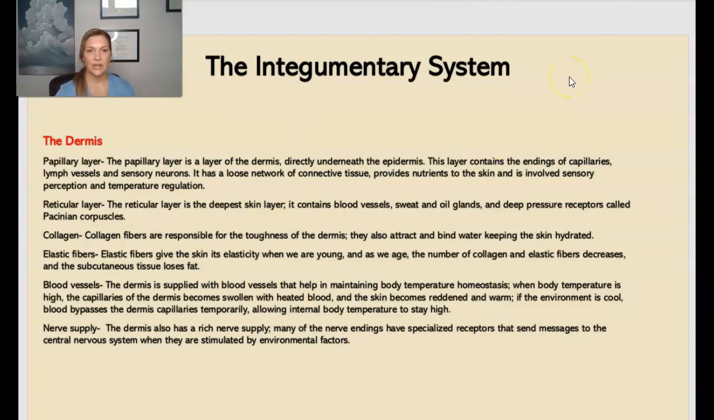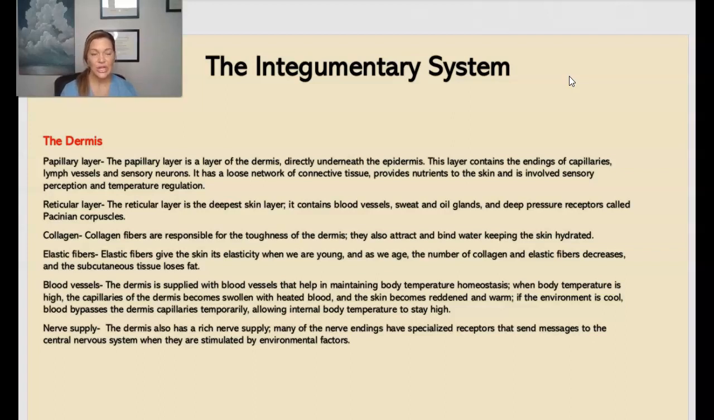So let's start talking a little bit about the dermis. So the dermis includes a papillary layer, and this is the layer that's directly underneath the epidermis. So this layer contains endings of capillaries, lymph vessels, and sensory neurons. It has a loose network of connective tissue that helps to provide nutrients to the skin and also helps with sensory perception and temperature regulation. Next, we have the reticular layer, and this is the deepest skin layer. It contains blood vessels, sweat and oil glands, and deep pressure receptors.